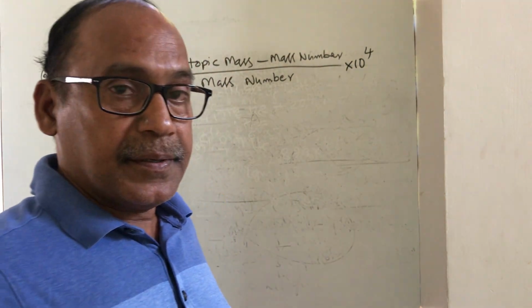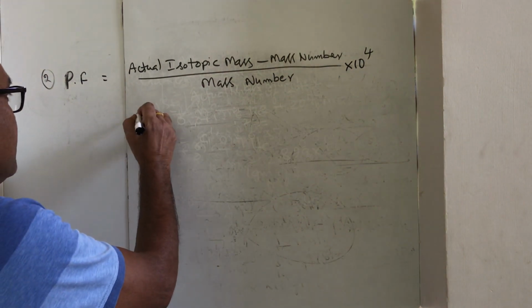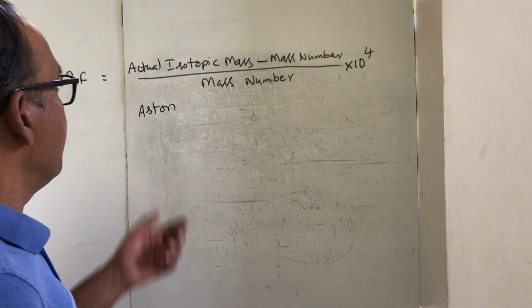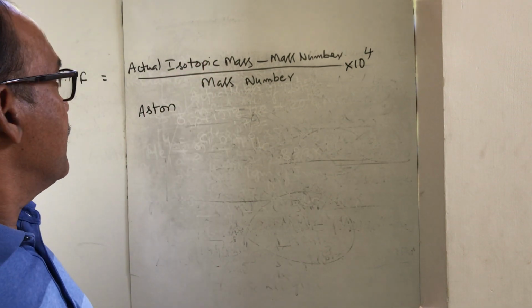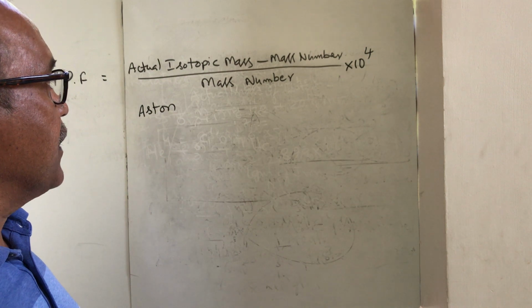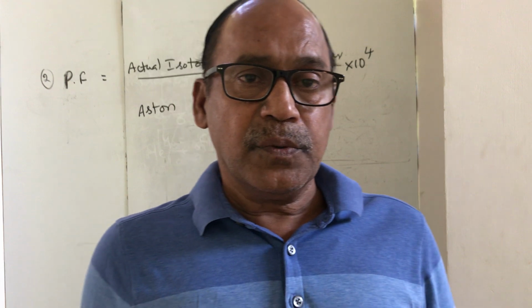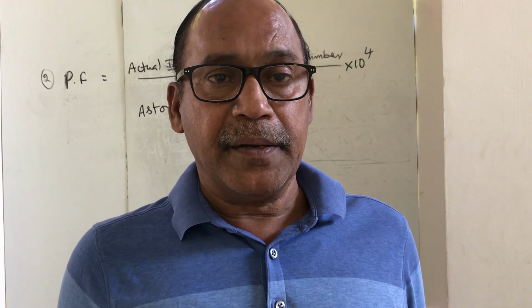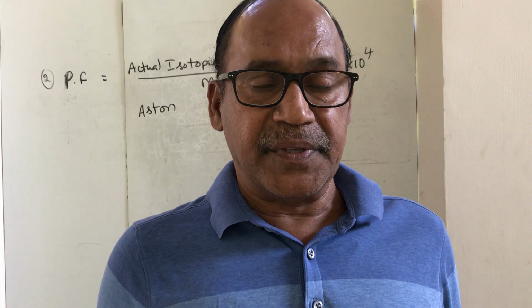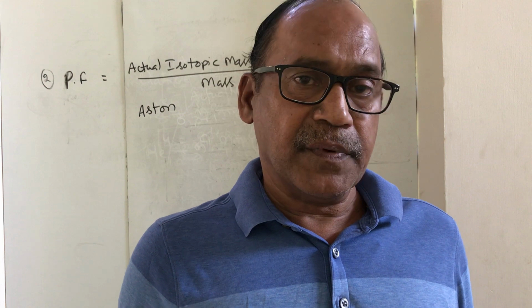The packing fraction concept was proposed by the scientist Aston. Here, packing fraction equals actual isotopic mass minus mass number, into 10 power 4, divided by mass number. Its value depends on the manner of packing of nucleons within the nucleus. It may be negative, positive, or even zero.